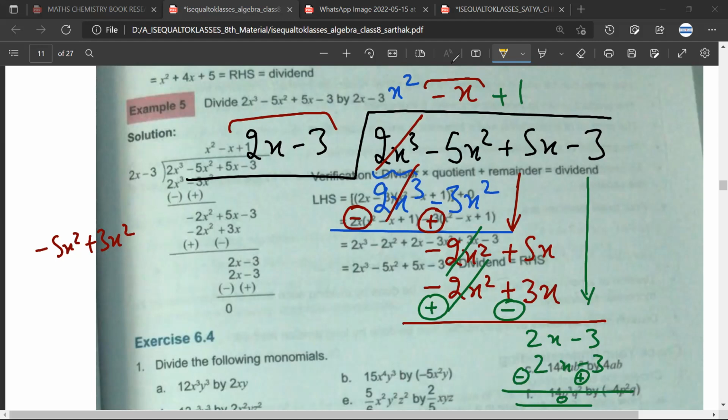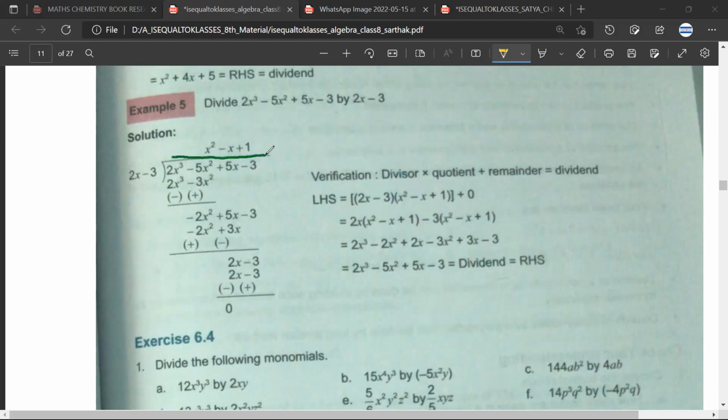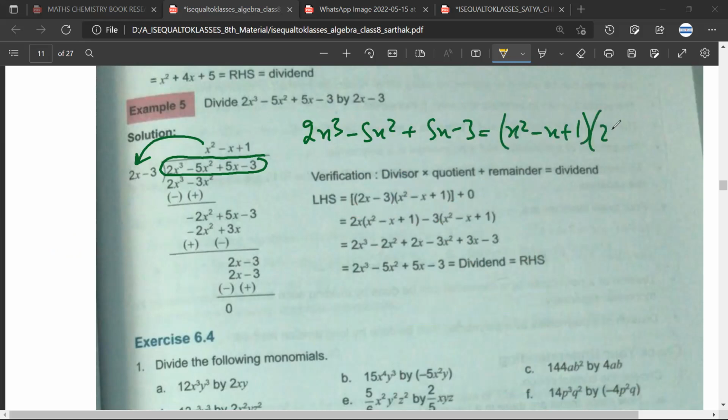Now, if you see, when you have to verify, this would be equal to this into this. 2x cube minus 5x square plus 5x minus 3 would be equal to x square minus x plus 1 into 2x minus 3, and this will be equal to plus 0 because there is a 0 here. Have you understood, Sarthak? Yes, sir. So whatever be the remainder, you just have to mention that.